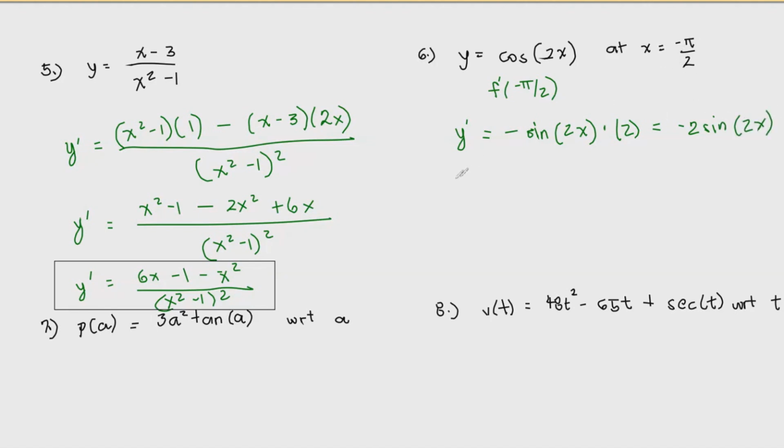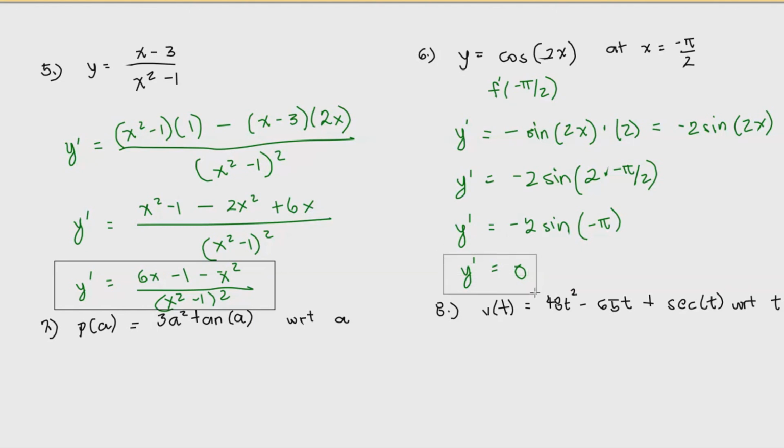And then you substitute this value for that. So y prime is equal to negative 2 times sine of 2 times negative pi over 2. So this will be sine of negative pi. When we take the sine of negative pi, that is something like the negative x-axis if we're referring to the Cartesian coordinate plane. So in this case, negative pi would be 0, since sine is the value of y if you're considering the Cartesian coordinate plane. So in this case, that will be 0.